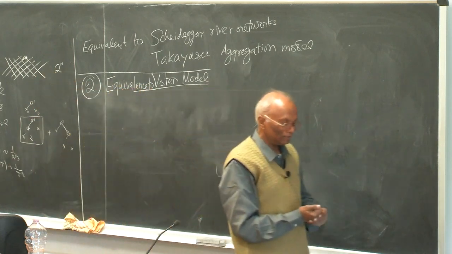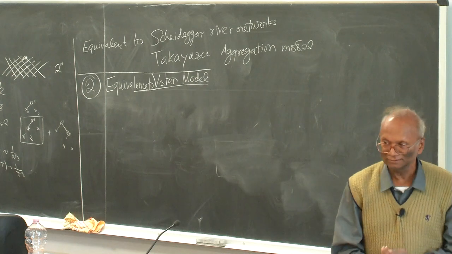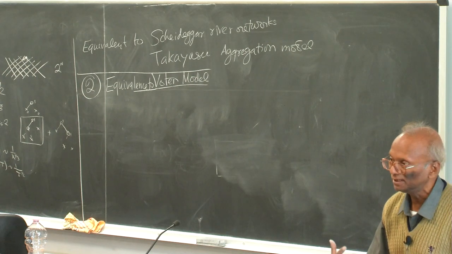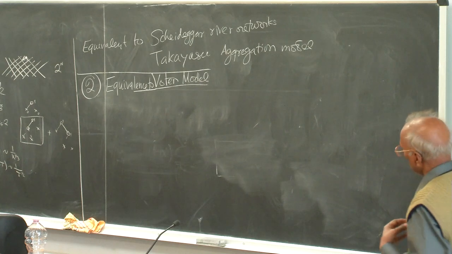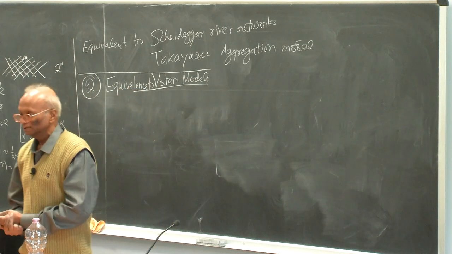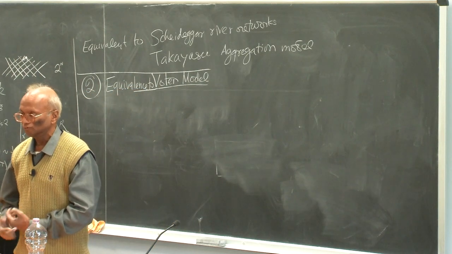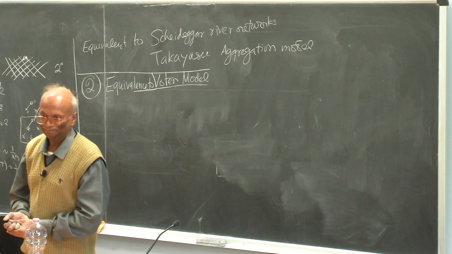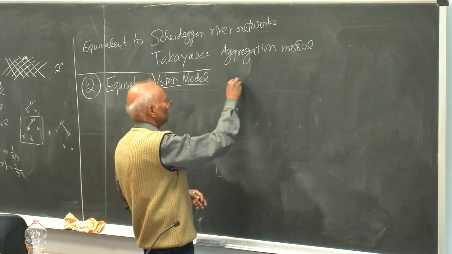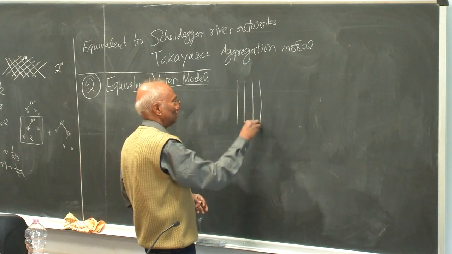Again, this model is much older than the sand pile model, and it was studied a lot, and people found it interesting to study. It is very nice that this new model turns out to be related to the older, well-studied model. Okay, so let me define the voter model. Again, you have a lattice.